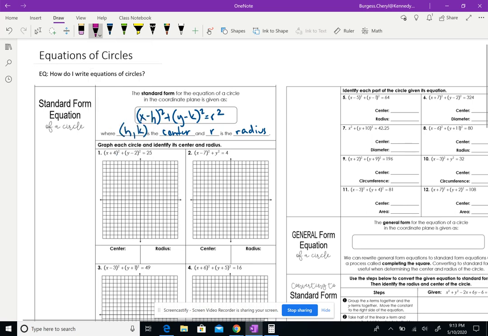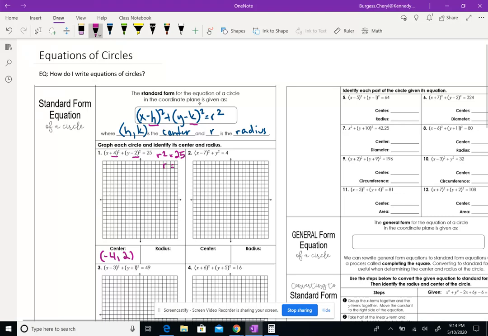The h and the k are negative in the equation, so it kind of makes you feel like it's the opposite of what's there. In number 1, our h is actually -4 and our k is +2. So our center is (-4, 2), and our radius squared is 25, right? So our radius is 5.